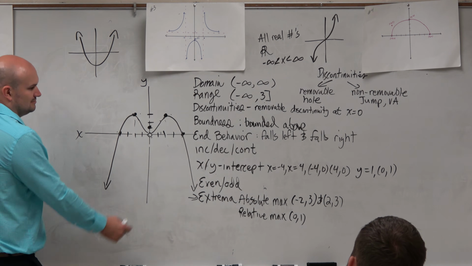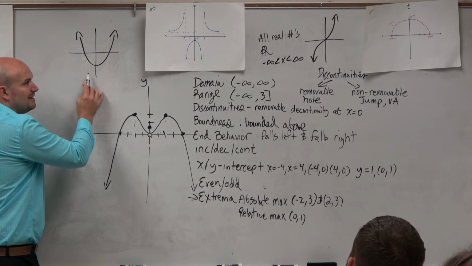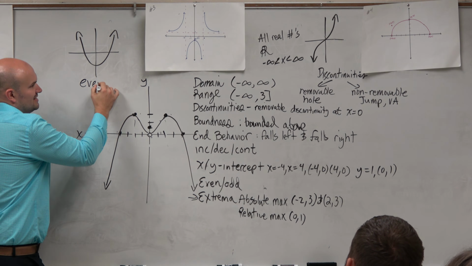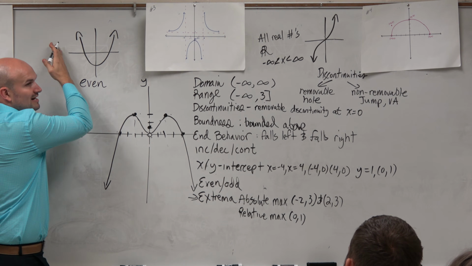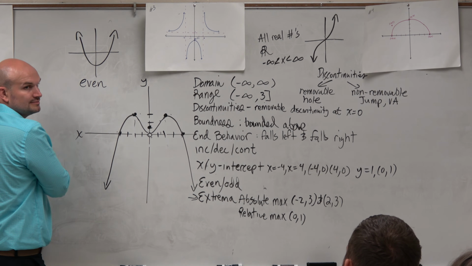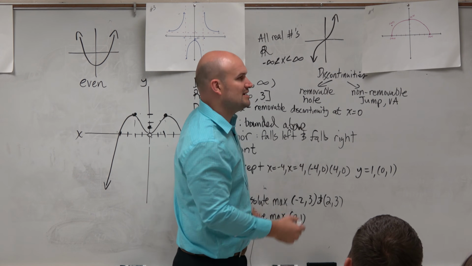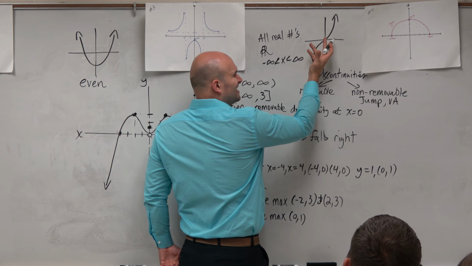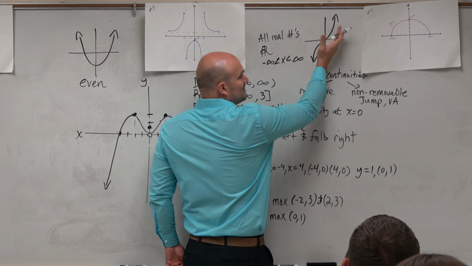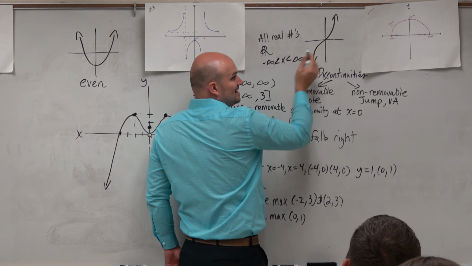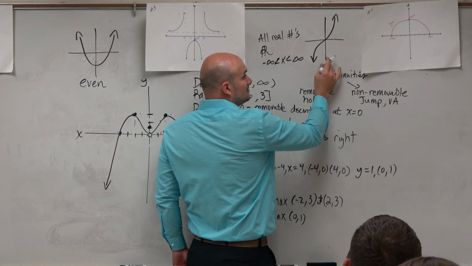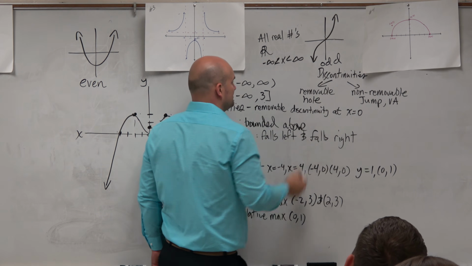Guess what? If something is symmetrical about the y-axis, it's even. Everything to the left of the y-axis is equal to everything to the right. So it's even. If something is symmetrical about the origin, you've got to kind of follow me on this one. If you flip it about the y and then flip it about the x, you get the exact same function back. So that's called odd.